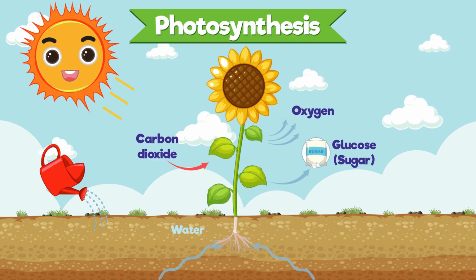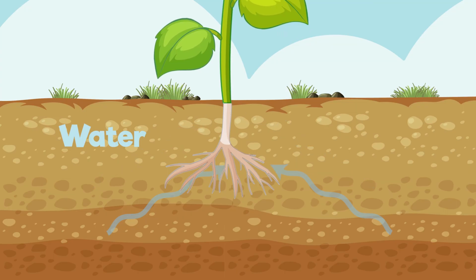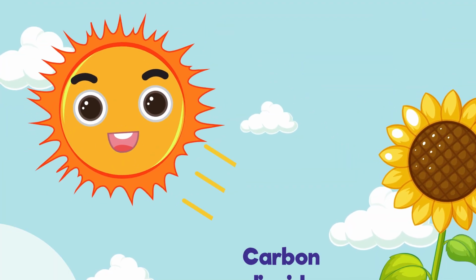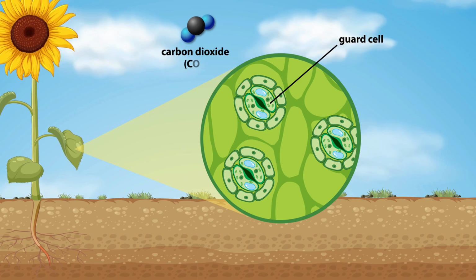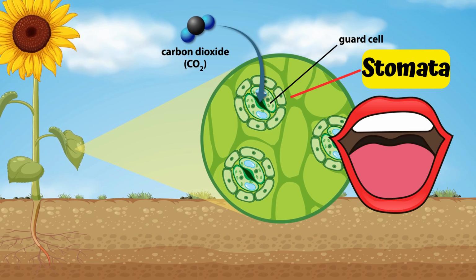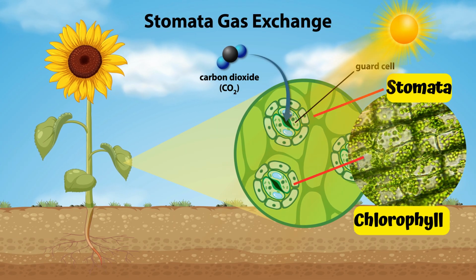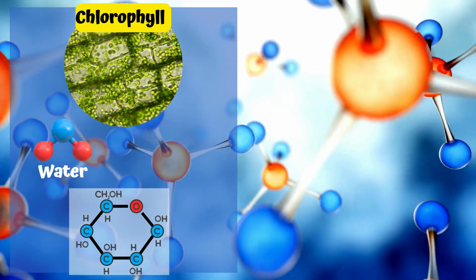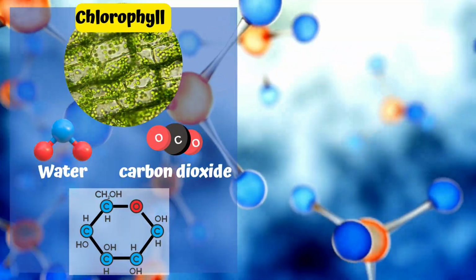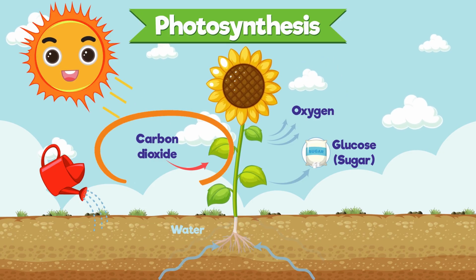Let's see how it works, step by step. 1. Water comes up from the roots. 2. Sunlight hits the leaf. 3. Carbon dioxide, CO2, enters the leaf through tiny holes called stomata, like little mouths. Now here's the magic part. Chlorophyll takes all this and, using the energy from the sun, rearranges the atoms inside water and carbon dioxide. It builds glucose, plant food, and gives off a waste product. Oxygen. CO2 goes in. O2 comes out. That's how plants help us breathe. Isn't that awesome?